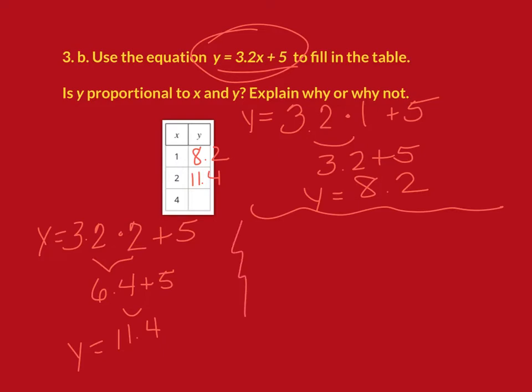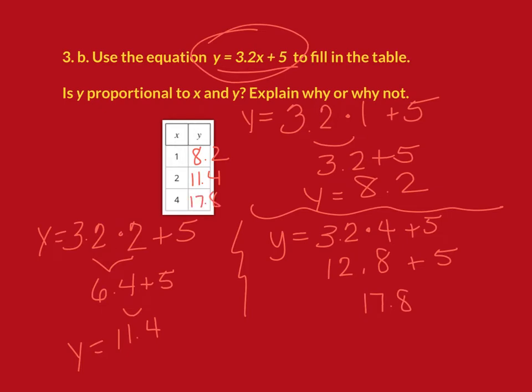And the final one, we've got y equals 3.2 times 4 plus 5. 3.2 times 4. I've told you, use a calculator if you need to, but you should know that 3 times 4 is 12. And that 0.2, or 2 times 4 is 8, so it's just in its decimal form, 8 tenths, 0.8, 12.8, plus 5 more. 12 plus 5 is 17.8. The last one is 17.8.